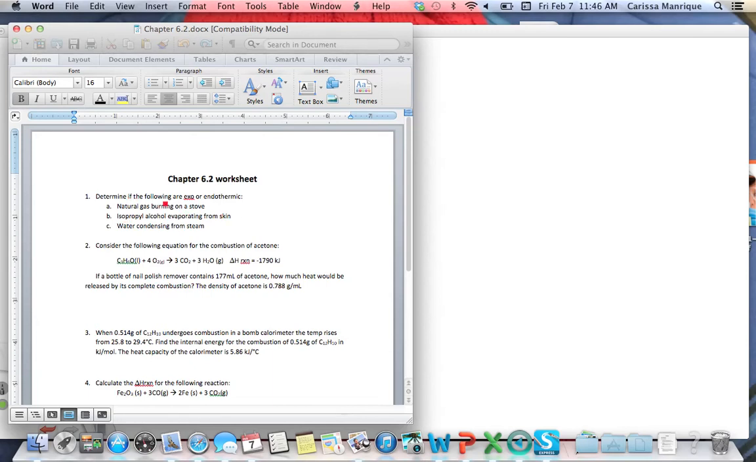We want to determine if the following are going to be exo- or endothermic, sorry. Exothermic meaning it releases heat. Endothermic means it needs heat for that action to occur. Okay? So the first one is natural gas burning on a stove.